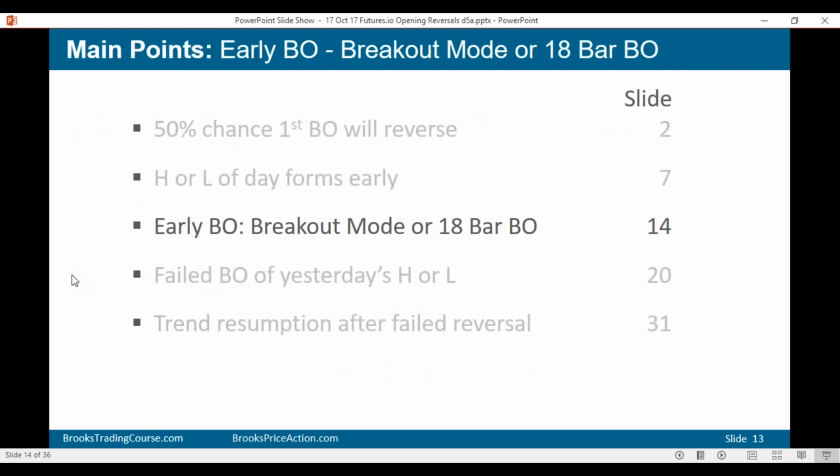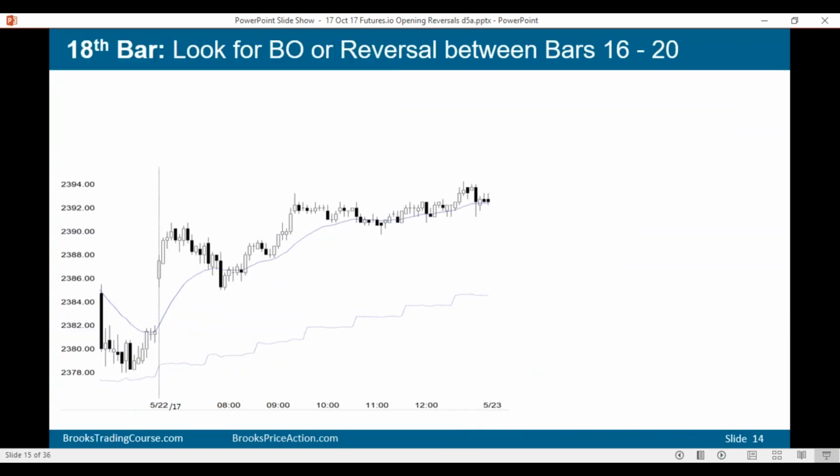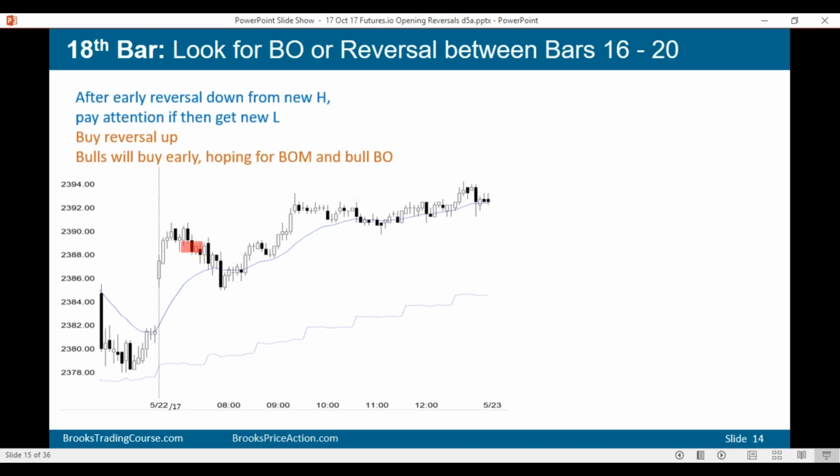Now, I want to talk about a breakout mode or a breakout of the 18-bar range. I was talking a lot about breakout mode. Sometimes breakout mode is also a breakout of the 18-bar range. Here we have an early reversal down, and it's a second entry short with a decent bear bar here and again here. This is a reasonable short, and some traders will sell this hoping that we get an 18-bar range and then a bear breakout. So it's reasonable to take the short.